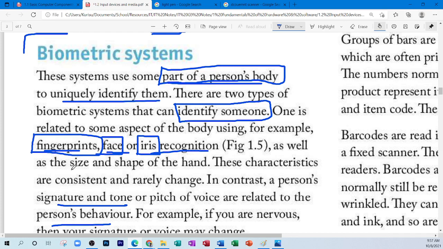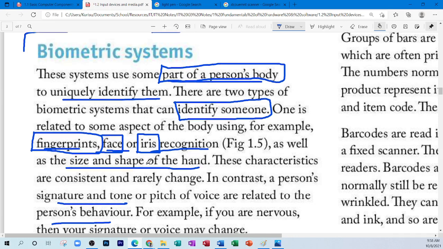So, in addition to your fingerprint, your face, and your iris, the size and shape of your hand can also be used. So not only your fingerprints, but they can scan your entire hand and the size of it so that they can identify you.